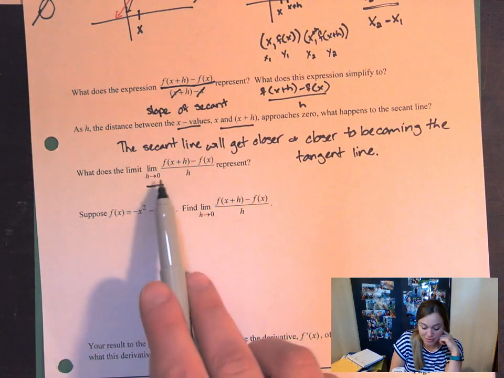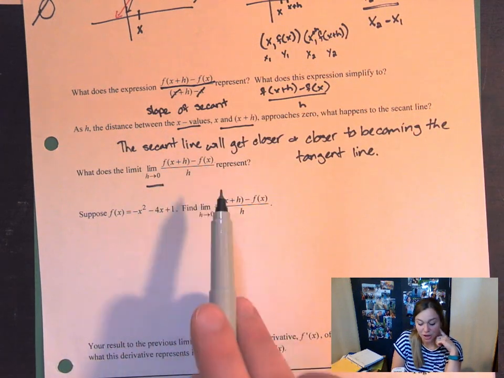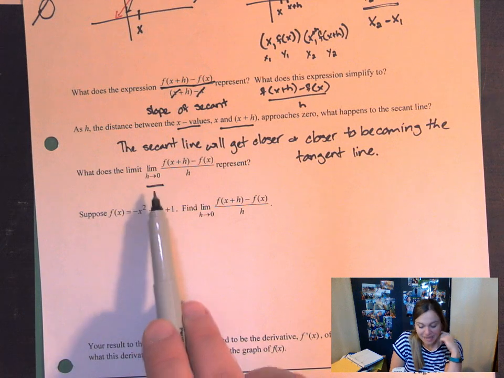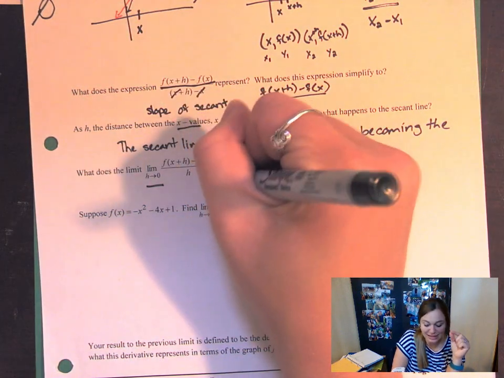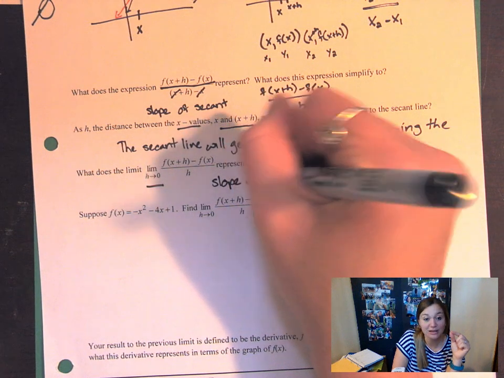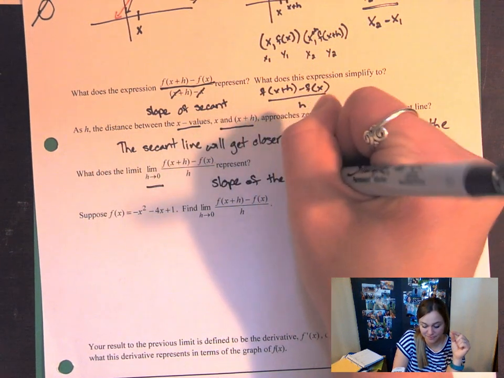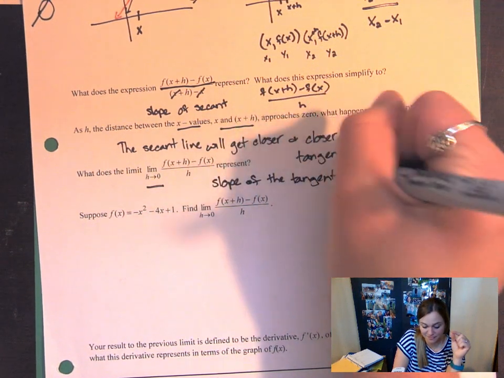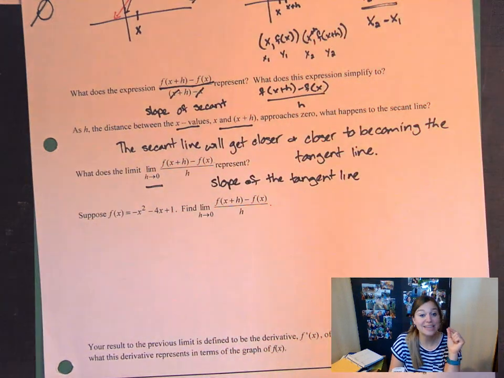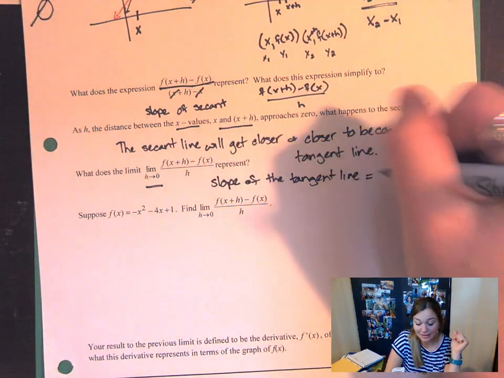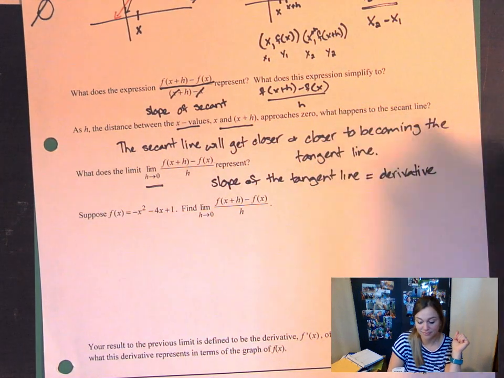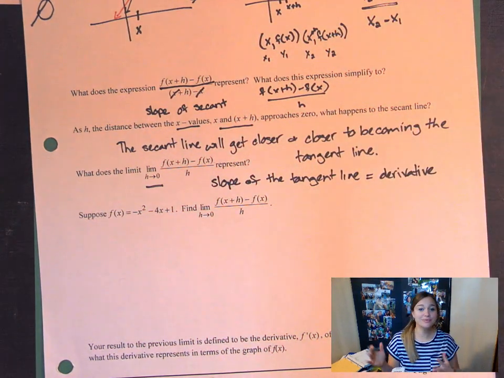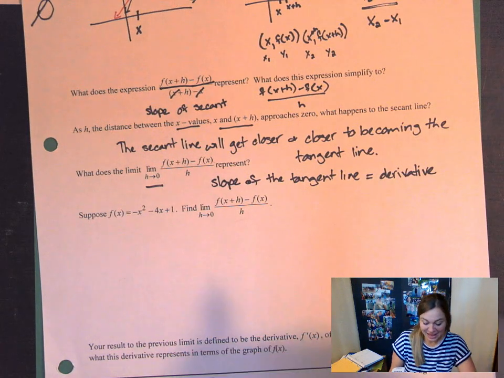And so here I've got the limit as h approaches 0, and I've got this function. What does this represent? If I'm getting infinitely close to 0, we can actually say this is the slope of the tangent line. The slope of the tangent line is also known as the derivative. Woo! We did it.